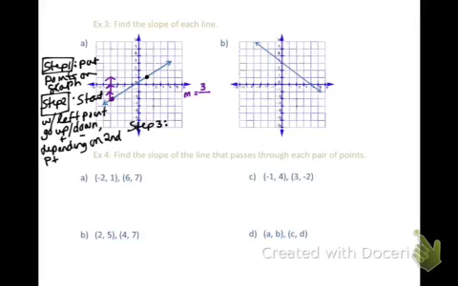You're either going to go to the left or right. Left is a negative, right is a positive. Well, you can't really go left, so you're going to go right to the second point. And right will always be positive.